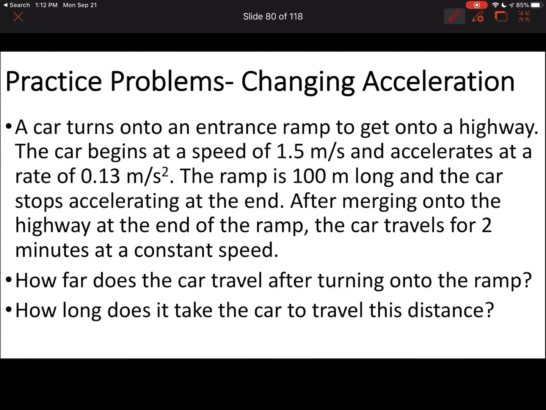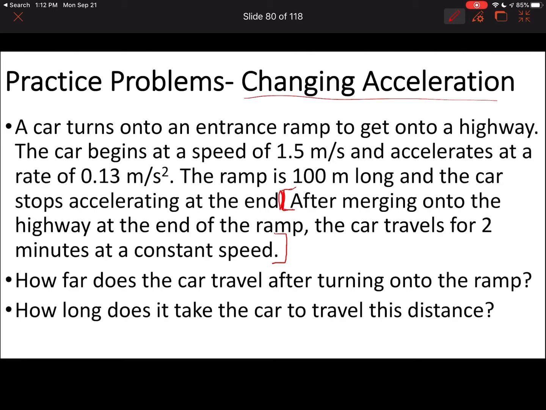All right, another tricky problem. A car turns onto an entrance ramp to get onto a highway. The car begins at a speed of 1.5 meters per second and accelerates at a rate of 0.13 meters per second squared. The ramp is 100 meters long, and the car stops accelerating at the end. Then after merging onto the highway, it travels at a constant speed for 2 minutes. Remember what we said about changing acceleration.